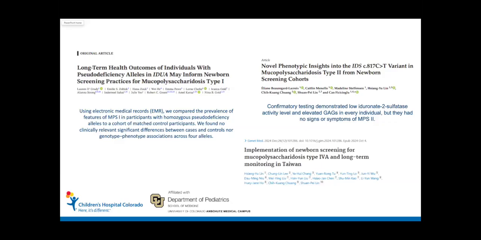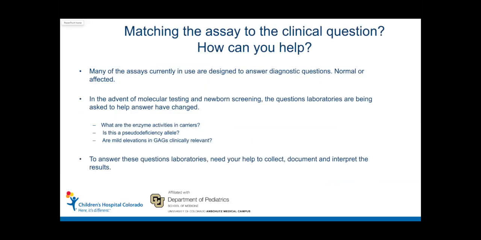And then finally, I think it's super cool. Taiwan has done so much with MPS, and now they're starting to implement newborn screening for MPS 4.